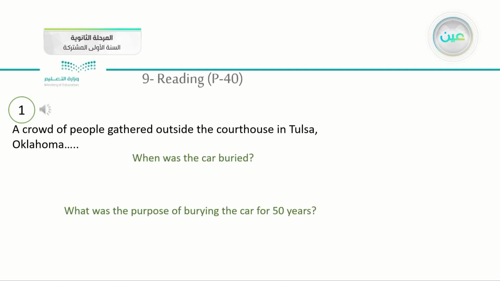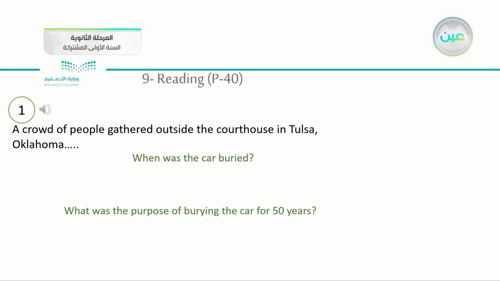Let's listen. A crowd of people gathered outside the courthouse in Tulsa, Oklahoma, in June 1957 to witness the burial of an unusual time capsule, a brand new gold and white Plymouth Belvedere car. The city leaders explained, in exactly 50 years' time, this car will be unearthed to show the world who we were and how we lived in Tulsa in 1957.